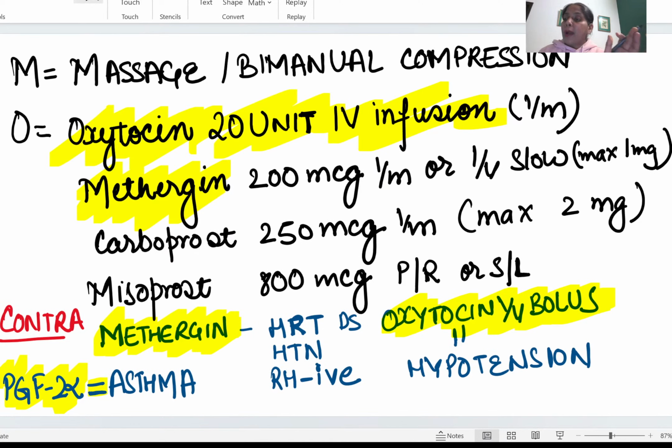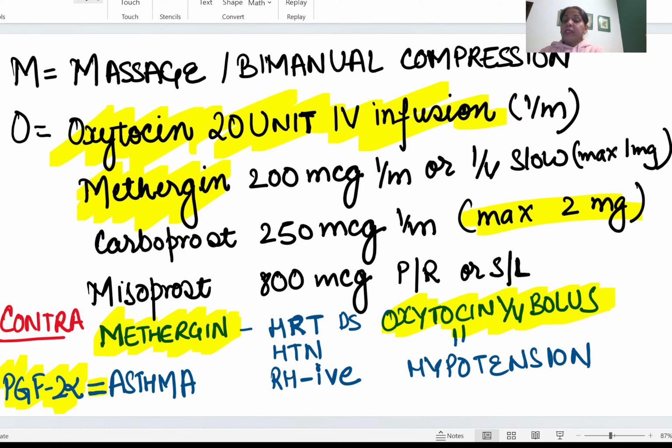Carboprost dose is 250 mics, and carboprost has to be given only and only IM. The maximum dose of carboprost, which has once been asked in exam, is 2 mg, that is 8 injections we can give after a gap of 10 to 15 minutes. Next prostaglandin we use is misoprostol, and its dose is 800 mics. The route is per rectal or sublingual.